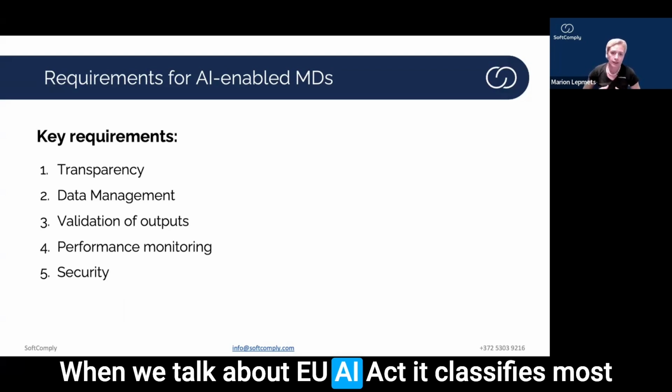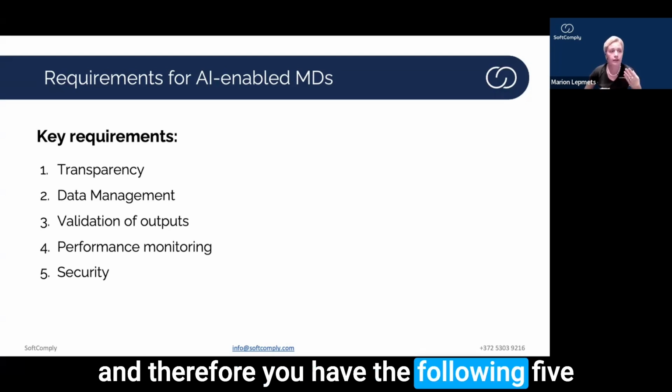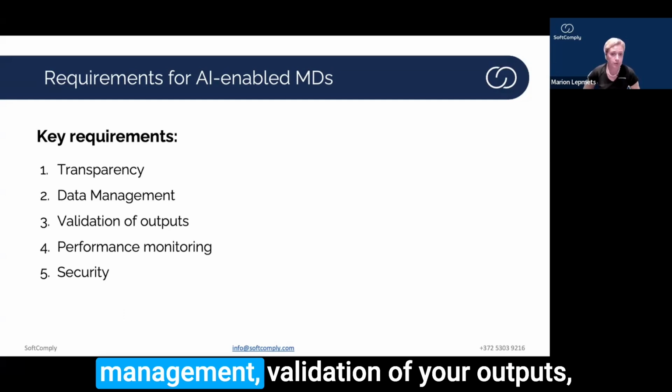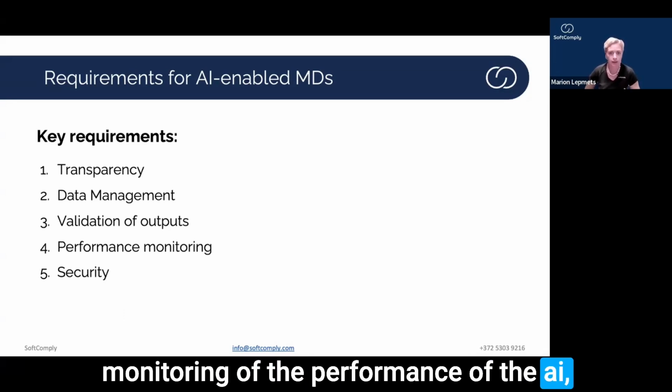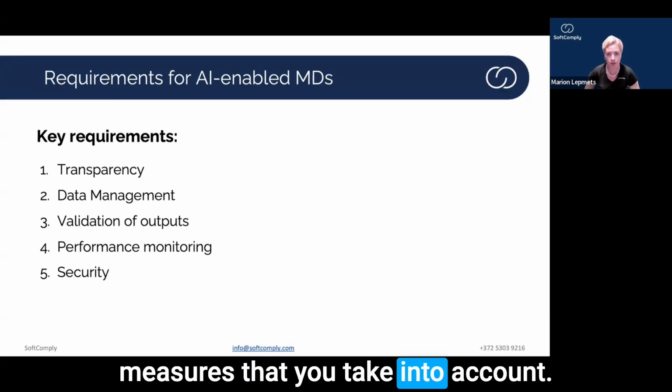When we talk about EU AI Act, it classifies most medical devices as high-risk applications, and therefore you have the following 5 key requirements: data transparency, data management, validation of your output, monitoring of the performance of the AI, and finally, cybersecurity and resilience measures that you take into account.